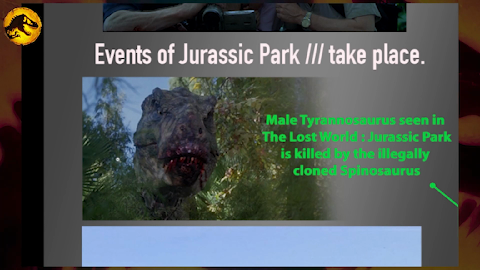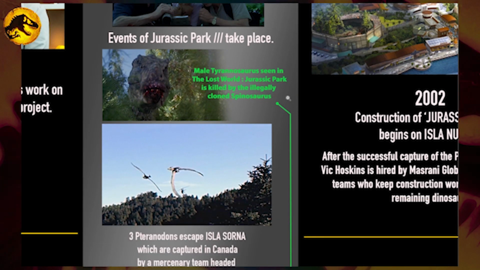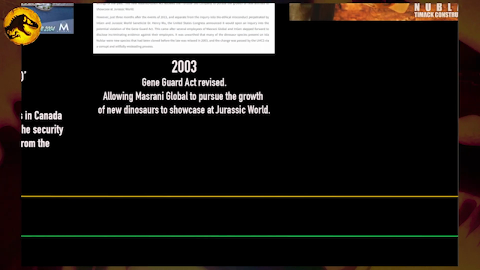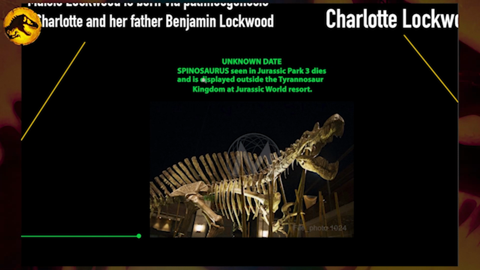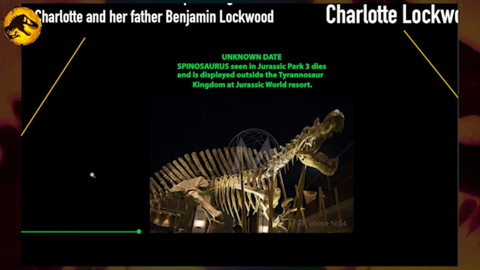There might be some differences in its skin pattern in the CG model, but it's so close, it's ridiculous. And as you can see here, there's a line here that will play into something that comes later on. So let's follow this green line all the way down to, and you're going to hate me even more for this, unknown date. The Spinosaurus seen in Jurassic Park 3 dies and is displayed outside the Tyrannosaur Kingdom at Jurassic World Resort. As I mentioned, I do not count things like Camp Cretaceous as canon. And so in this timeline that I've created, the Spinosaurus just disappears.